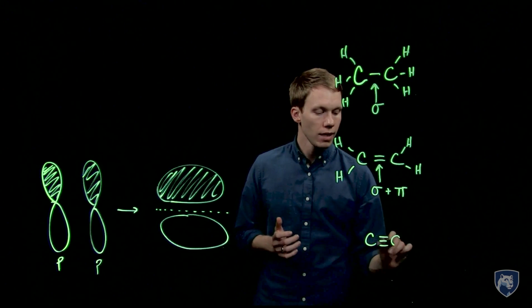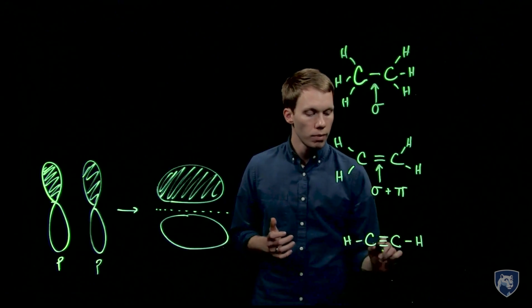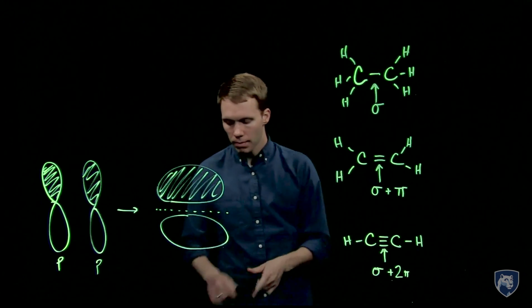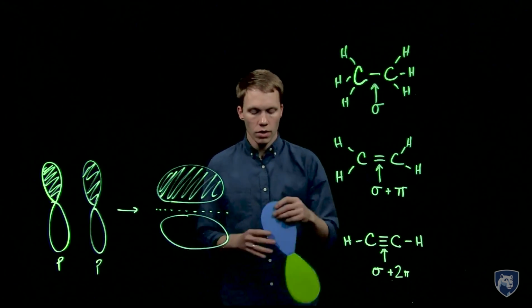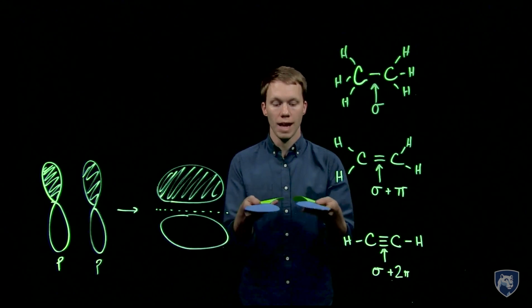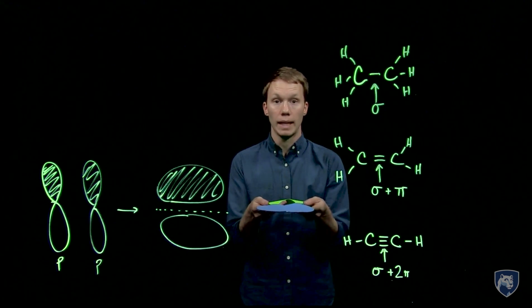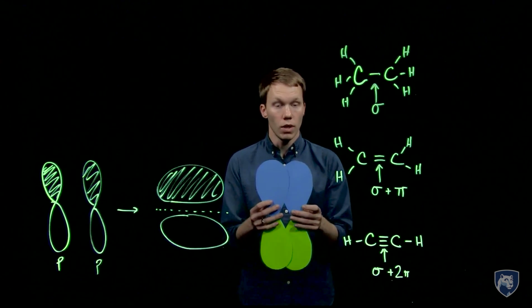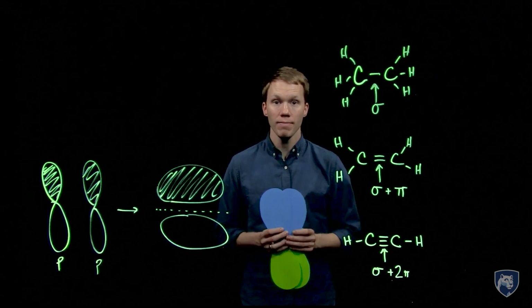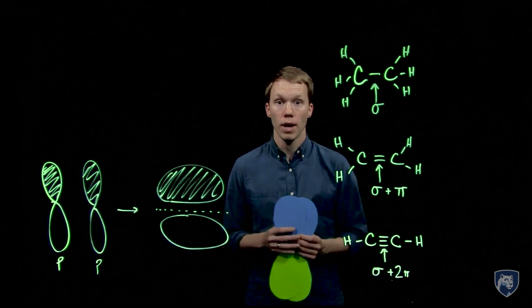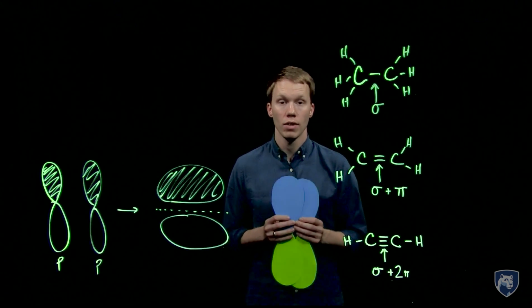And finally, when we have three bonds, there will be one sigma plus two pi bonds. And these pi bonds will be perpendicular to one another. So we'll have the overlap in one direction, and then we'll have side-to-side overlap in a perpendicular plane to form those pi bonds. And we can see pictures of that here. So that is sigma and pi bonding. Note that a single bond is always a sigma bond, and that double and triple bonds will have one or two pi bonds respectively.